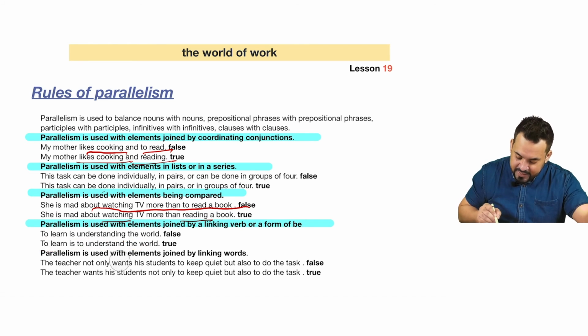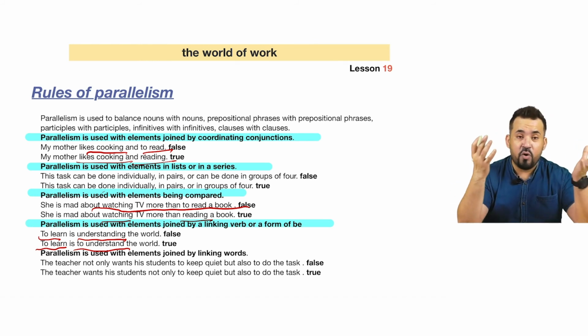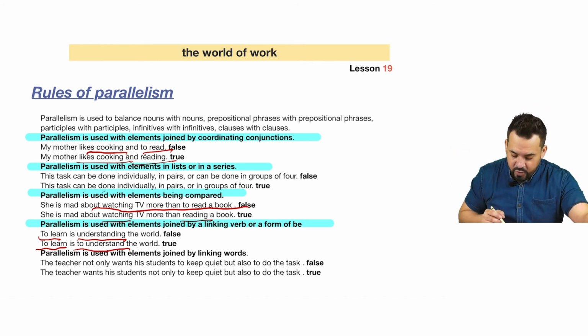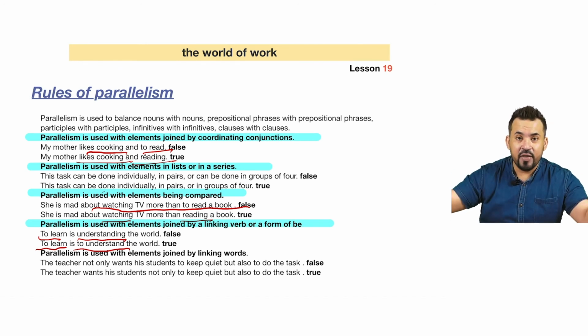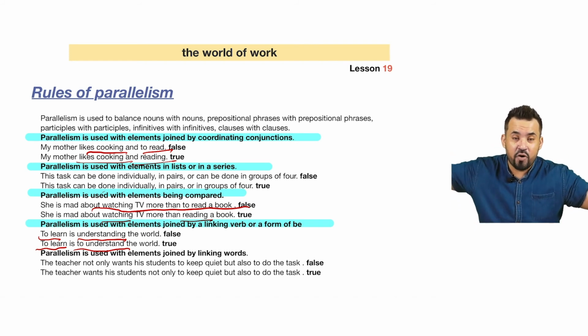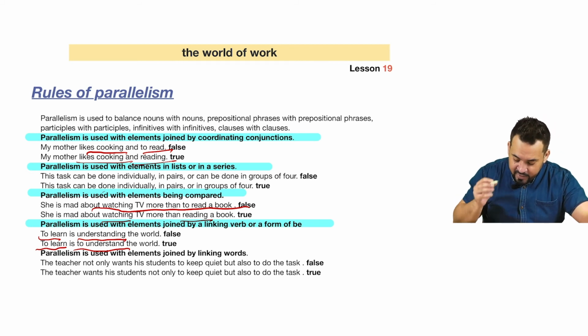We use the same pattern. We started with to learn, we cannot change to ing. We started with to learn, we ended with to understand, right? Or if you want to start with ing, you end it with ing. So this example will be correct if we said to learn is to understand, or learning is understanding, then that will be correct. But we don't say learning is to understand, or to understand is learning, right? Because there will be no balance. Let's take a look at the last rule of parallelism.